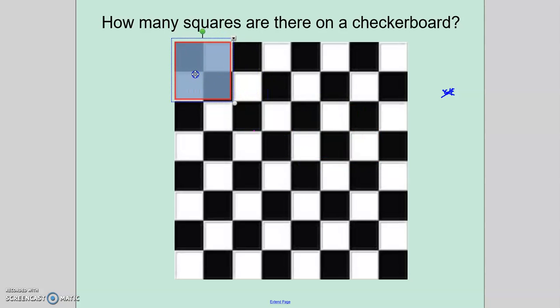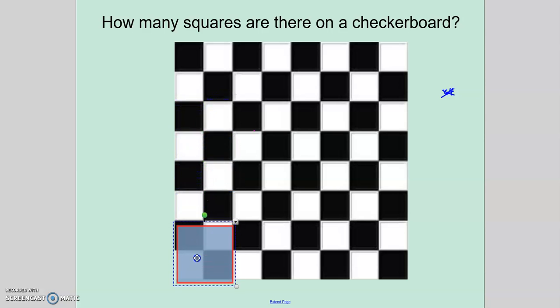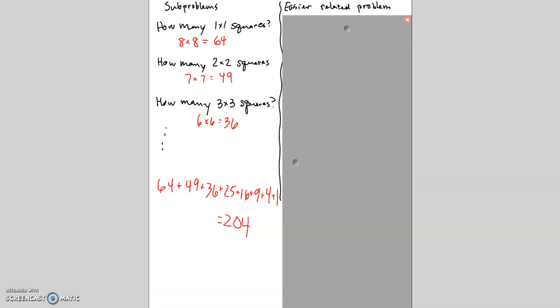So every row basically has 7 more, but there's 1, 2, 3, 4, 5, 6, 7. So really it's 7 by 7. So there's 49 of those. And then how many 3 by 3 squares?